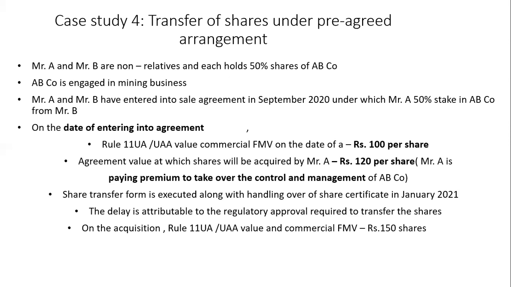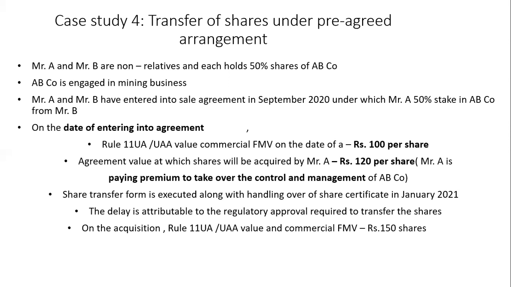The delay is attributed to the regulatory approval required to transfer the shares. On the acquisition date, the fair market value was 150. So, which date would be considered as the transfer? The delay from September 2020 to January is because of a regulatory provision: the mining division and the finance minister's permission is required before transferring control and management. So would this 30 rupees be added?